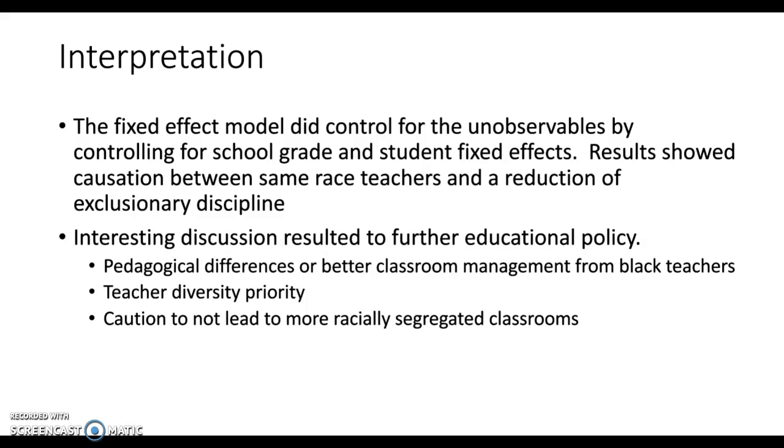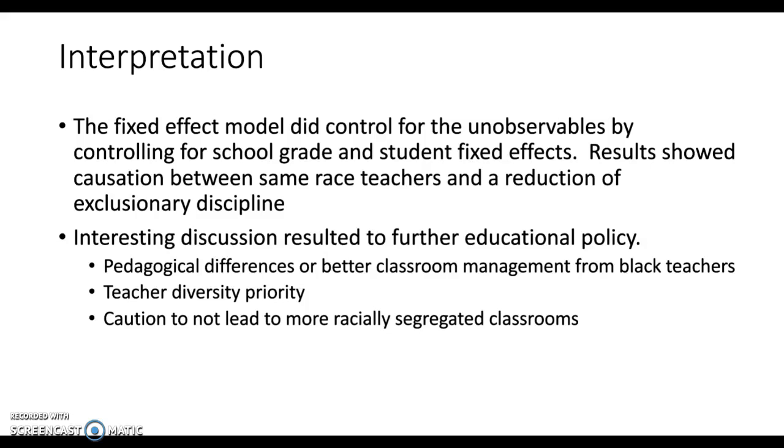The interpretation. The researchers found that the fixed effects model did control for the unobservables by controlling for school, grade, and student fixed effects. Results show causation between same-race teachers and a reduction of exclusionary discipline. An interesting discussion followed the study to further educational policy for the future. Were pedagogical differences or better classroom management for Black teachers the reason for the decrease in exclusionary discipline? And if so, what are these methods, and how can we teach all our teachers these methods?